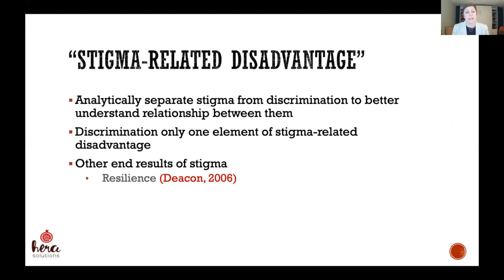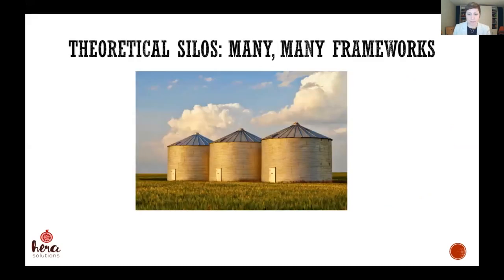So separating stigma and discrimination also helps us to better understand the relationship between them. Harriet Deacon described discrimination as only one element of stigma-related disadvantage, but there are other end results of stigma that are not all negative. Experiencing stigma, for example, often fosters resilience and leads to movement building, as we saw with the treatment action campaigns, efforts to make HIV treatment freely available in South Africa in the early 2000s.